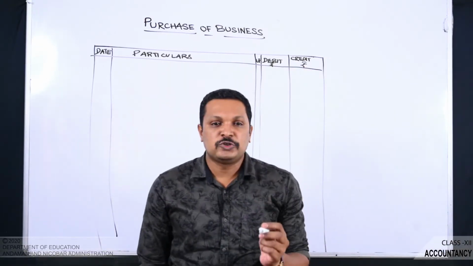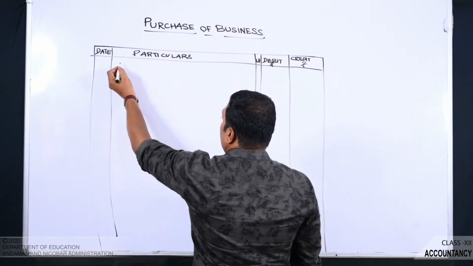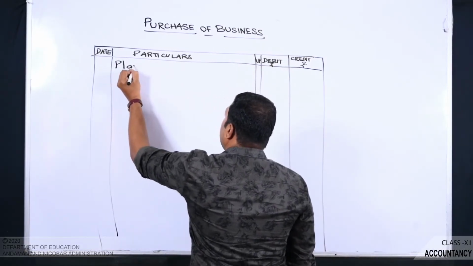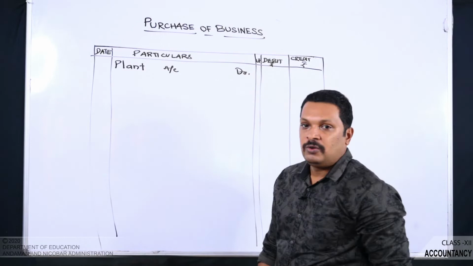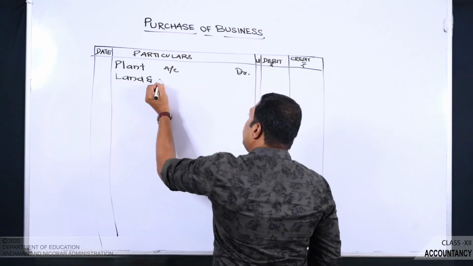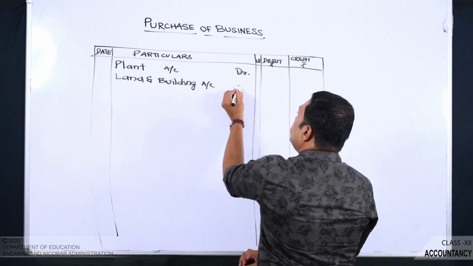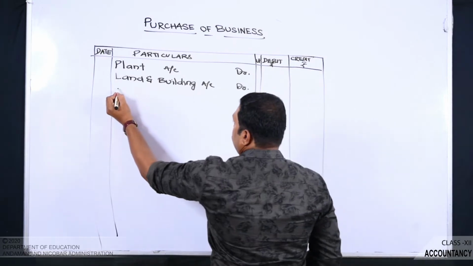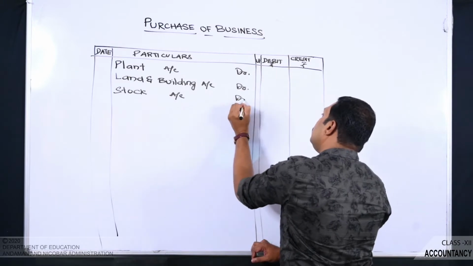All assets should be debited, you know. What is the rule? All assets should be debited. What are the assets the company possesses from Gupta brothers? Plant. So start with Plant account, debit. What is the next one? Land and building account, debit. This is also an asset, that's why we debit. Then stock in trade account, stock, inventory. Stock account, debit.